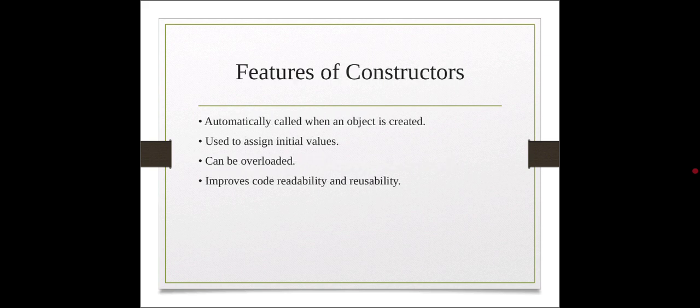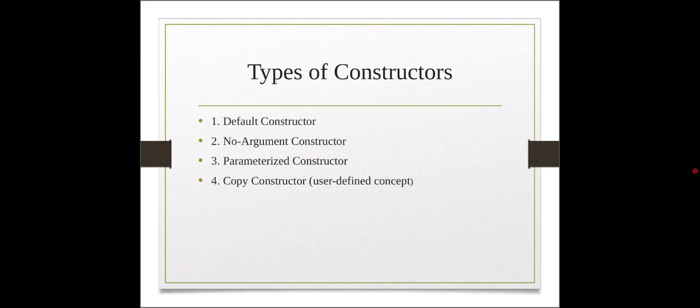And what are the features of a constructor? It is automatically called when an object is created, and it is used to assign initial values, and it can be overloaded, and it is useful and it improves code reusability and readability. And what are the types of constructor? We have default constructor, no argument constructor, parameterized constructor, and copy constructor.